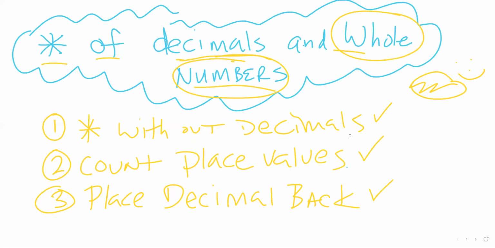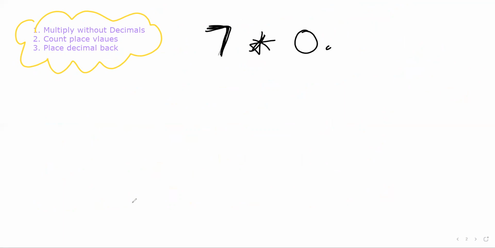We have our steps over here in the corner to help us out. Let's dive into our first problem. The first one we may want to look at today is the number 7, and let's multiply that by, let's say, 3/10. Okay, so let's just start there.